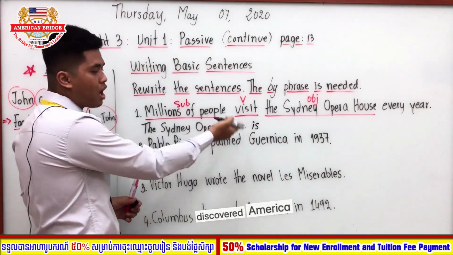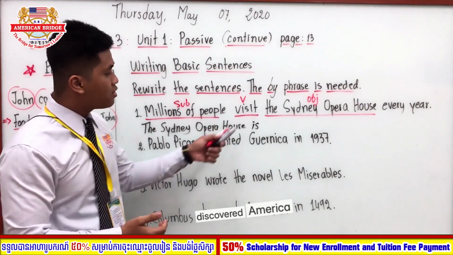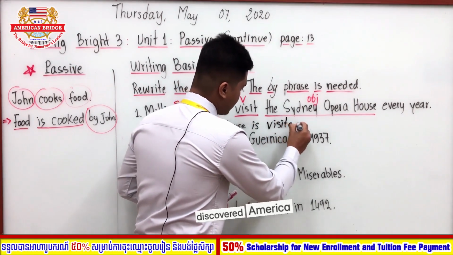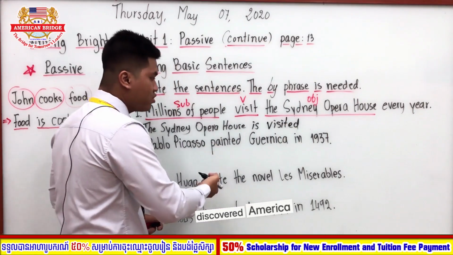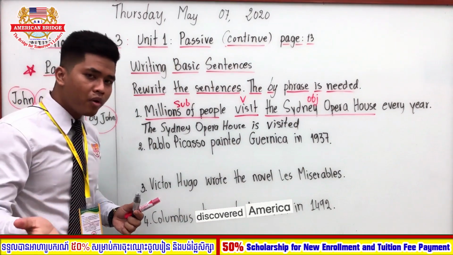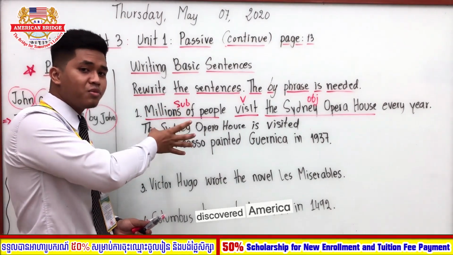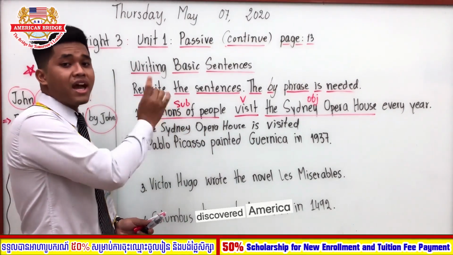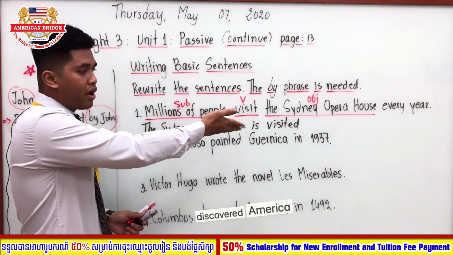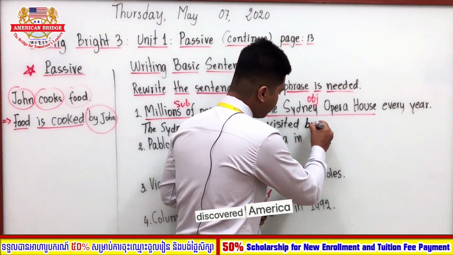Now we need to change our main verb into the past participle. So the main verb here is visit, and we change it to visited. So the Sydney Opera House is visited. Now we need an agent. So which one is an agent? Everyone remember, the agent is the subject of our active sentence, which means those who perform the action. Very good. So those who perform the action, who visit the Sydney Opera House? Millions of people. So here we need to use the word by.